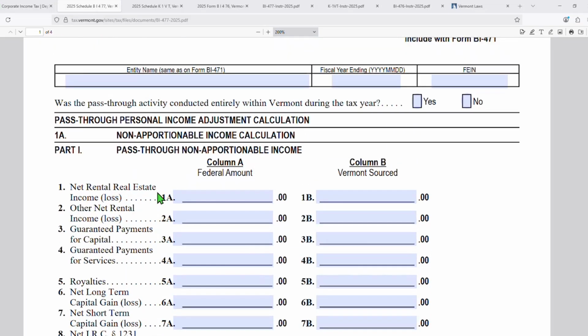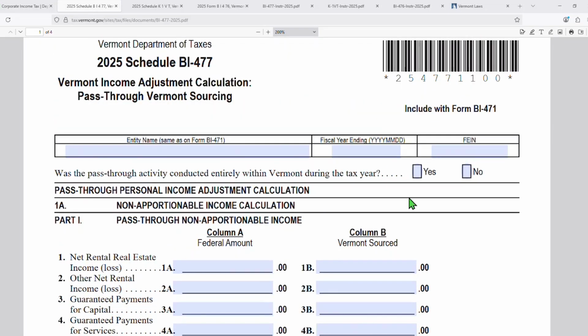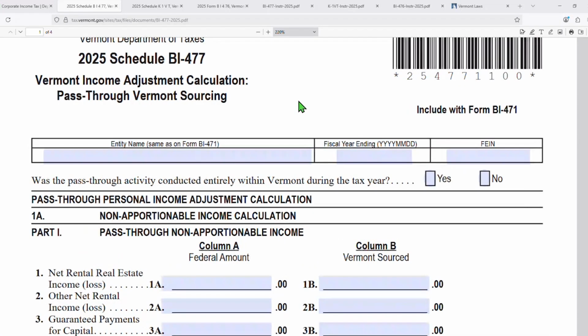I want to, even before we talk about part one, talk about the check box. If you can just scroll up, John, just for a moment. Up, yeah. So we added this new this year. There are pass-throughs that basically just exist within Vermont. They don't really have multi-state activities, but what they do have are owners in other states, which puts them into the category of needing to do NRW or needing to do a composite return.